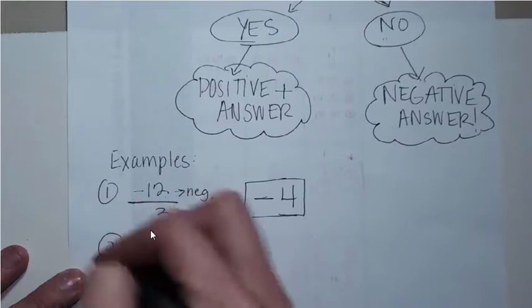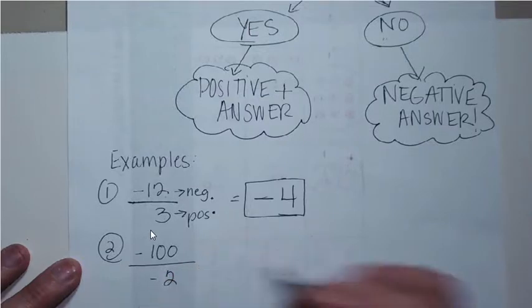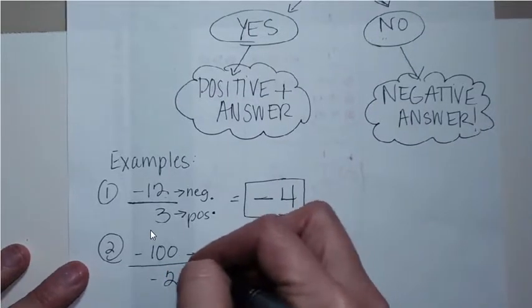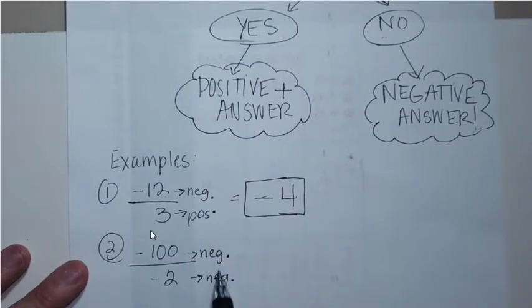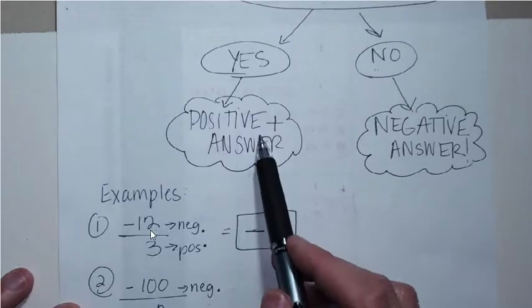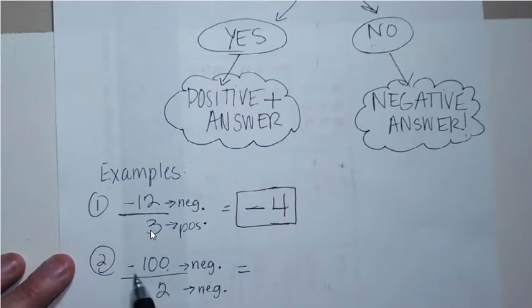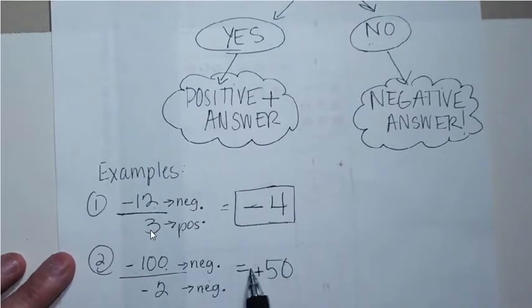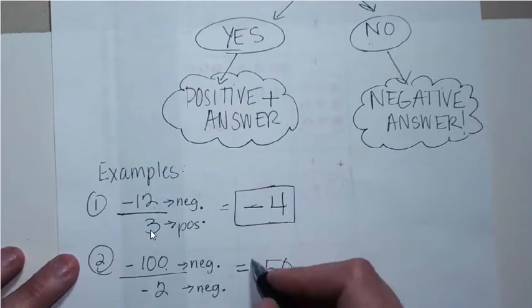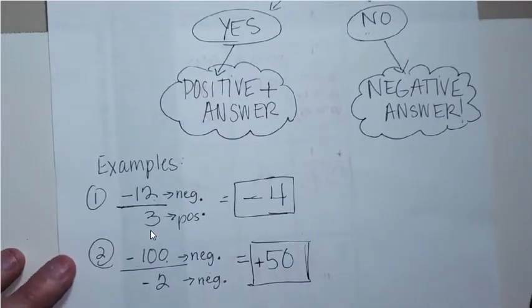Let's look at number 2. Let's say we have negative 100 divided by negative 2. I've got a negative and a negative. Do my integers have the same sign? Yes, because they're both negatives. So I know I'm going to have a positive answer. If I take 100 and divide it by 2, I end up with 50, and my answer is positive. This positive is not necessary, however, you might want to write it so that you don't get in the habit of forgetting the sign. If you forget the negative sign up here, it is considered incorrect.